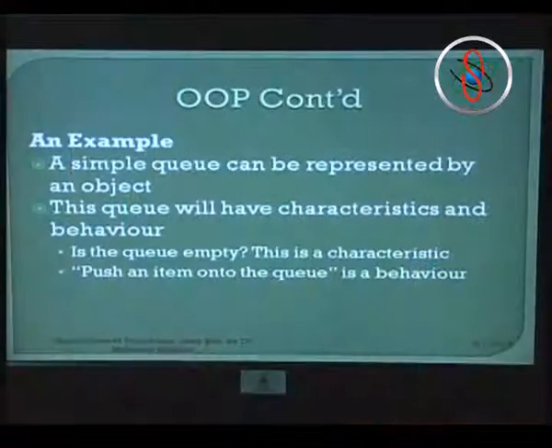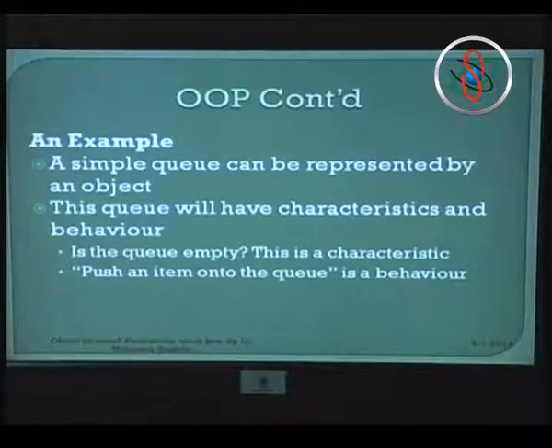Then here we need to speak about an example of object-oriented programming. As I said, a simple queue can be represented by an object. A simple queue is an object. A queue will have characteristics and behavior. Is this queue empty? The queue has nobody in it. This is a characteristic: the queue is empty, a property that describes the queue. The queue has two people, also a characteristic.